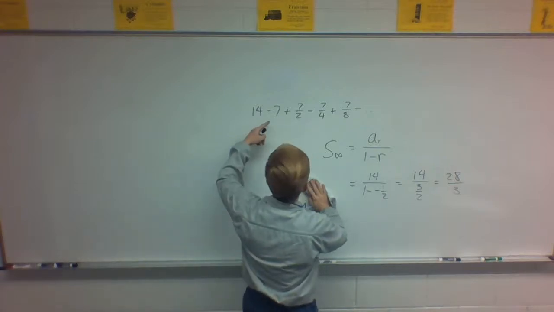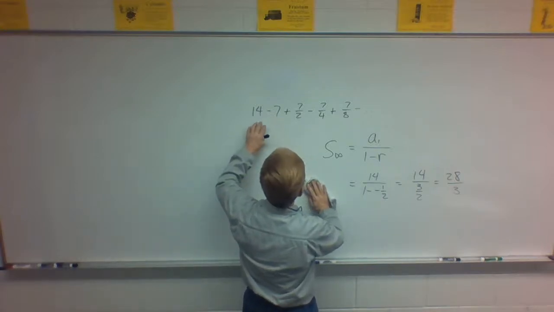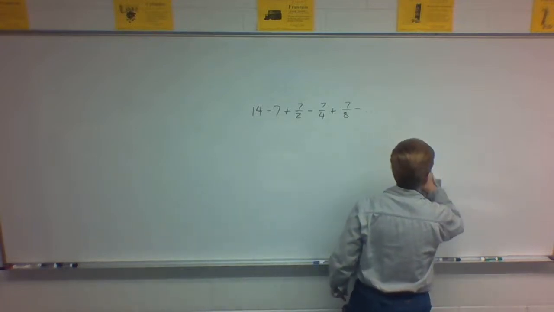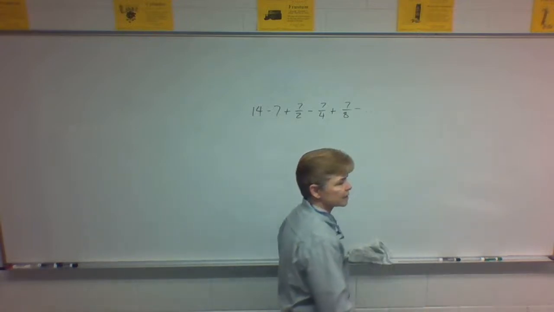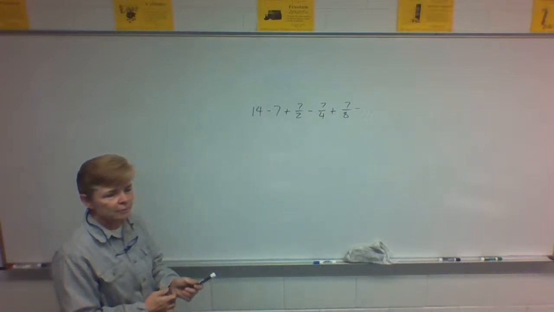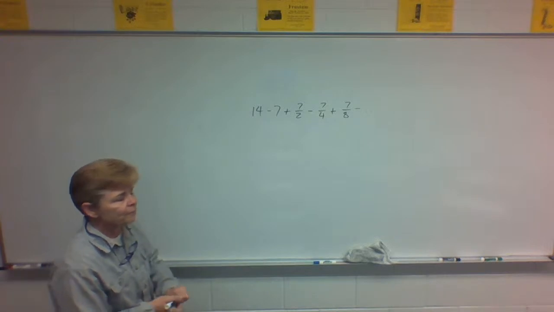If the size of the numbers is getting bigger, not the sign but the size, you're going to write no sum, because only an R greater than 1 or less than -1 can make the numbers get bigger as you go along. If it's getting smaller, you're going to find a sum. If it's getting bigger, you're not.